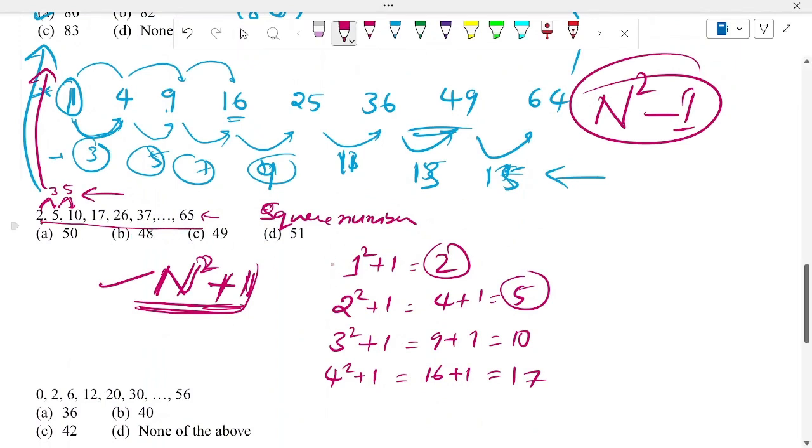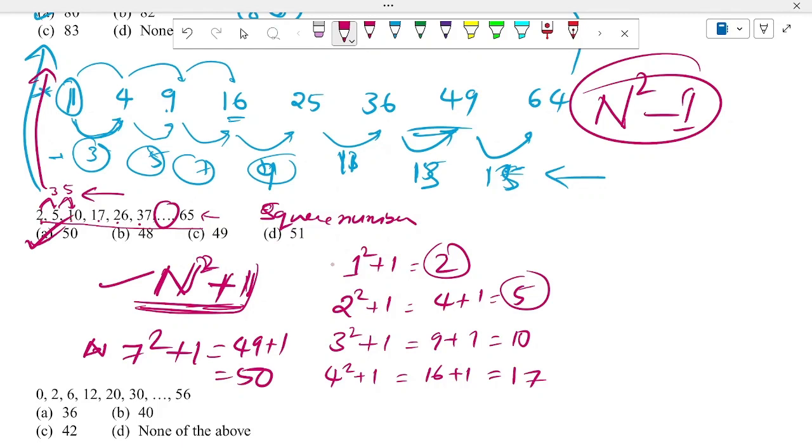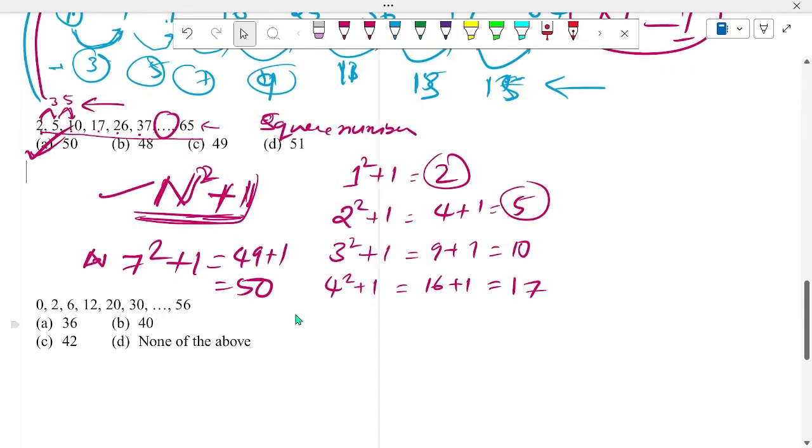So 1, 2, 3, 4, 5, 6, 7. You just put n is equal to 7. 7 square plus 1 is equal to 49 plus 1 is equal to 50. So 50 is the answer for this. Okay, look at the next question.